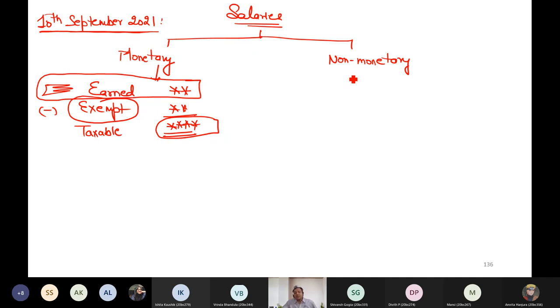In non-monetary, you do not know how much is earned. That is why there is no need to know how much is exempt. You directly compute how much is taxable. This is that value on which income tax department is having an eye, that this is the value which should be included by the employee while computing his or her income under the head salary.